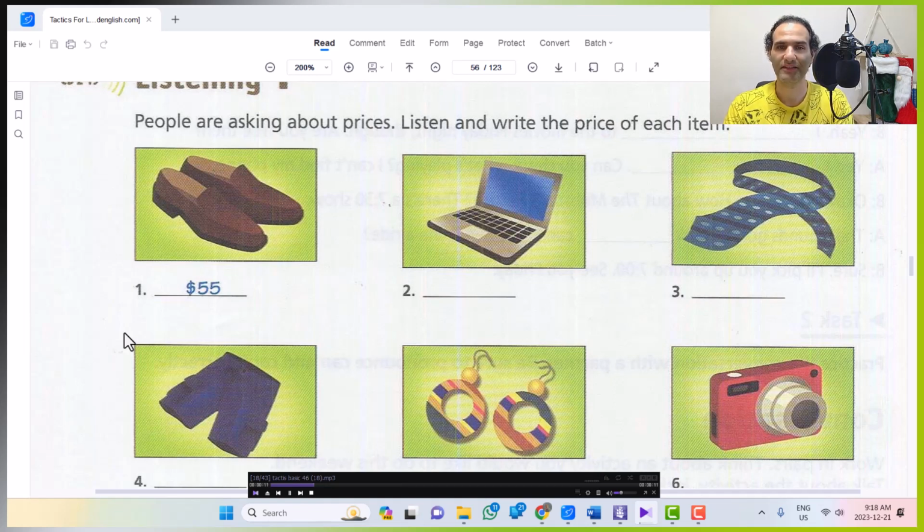1. Can I help you? Yes. How much are these shoes? They're on sale. Let's see. They're $55. Uh-huh. Do you want to try them on? No thanks.